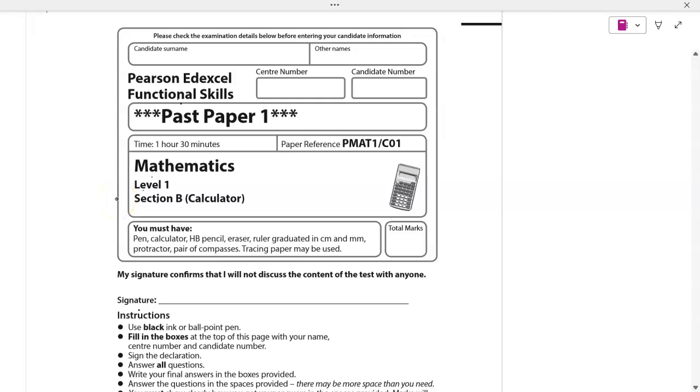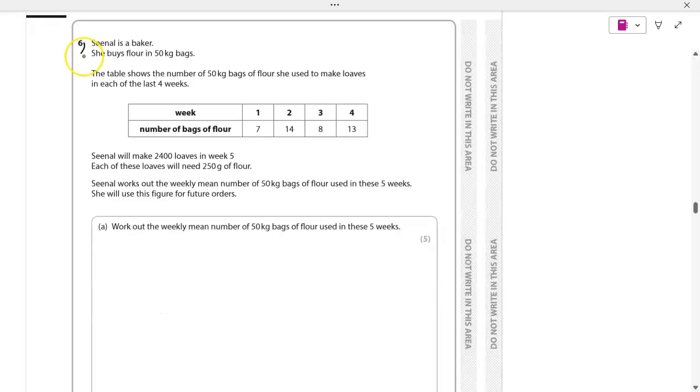This is Functional Skill Maths Level 1 Section B Calculator paper, and this is part 2 from question 6 to 11. Question 6. Sinal is a baker. She buys flour in 50 kilogram bags. Week 1, she has 7 bags of flour. Week 2, 14 bags of flour. Week 3, 8 bags of flour, and week 4, 13 bags of flour.